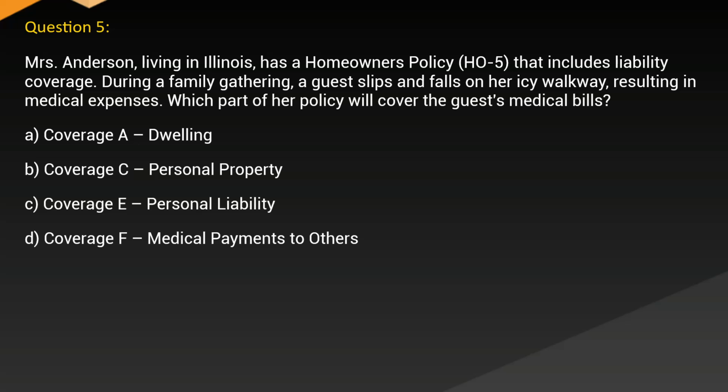Question 5. Mrs. Anderson, living in Illinois, has a homeowner's policy HO5 that includes liability coverage. During a family gathering, a guest slips and falls on her icy walkway, resulting in medical expenses. Which part of her policy will cover the guest's medical bills? A. Coverage A, dwelling. B. Coverage C, personal property. C. Coverage E, personal liability. D. Coverage F, medical payments to others.